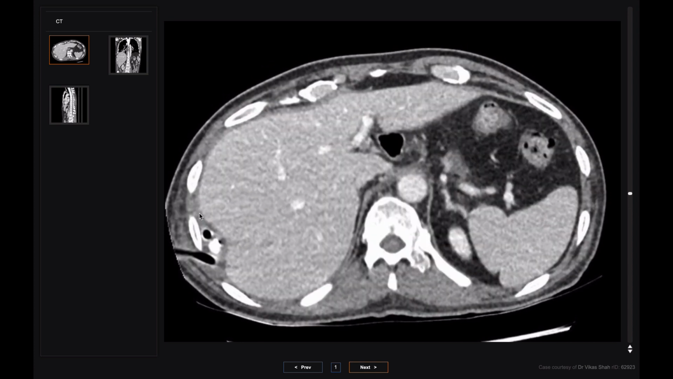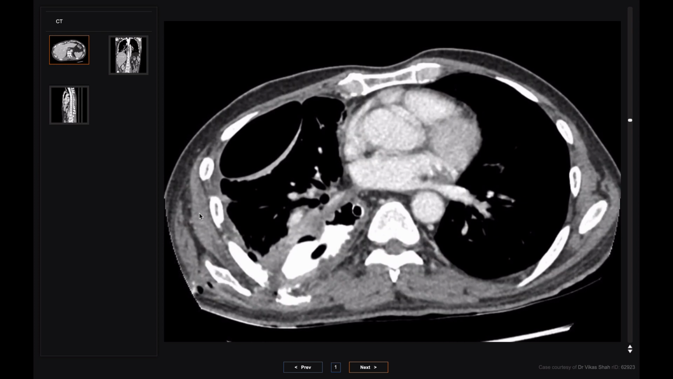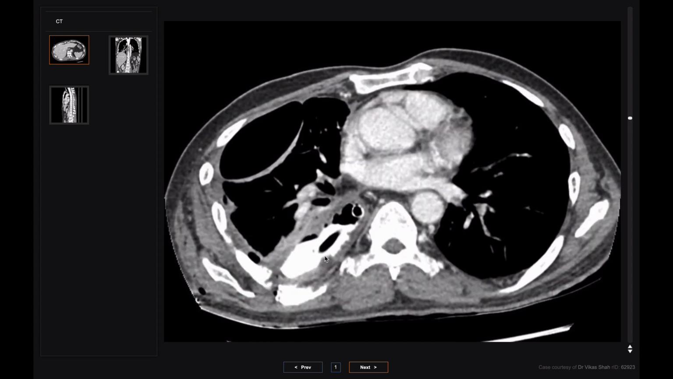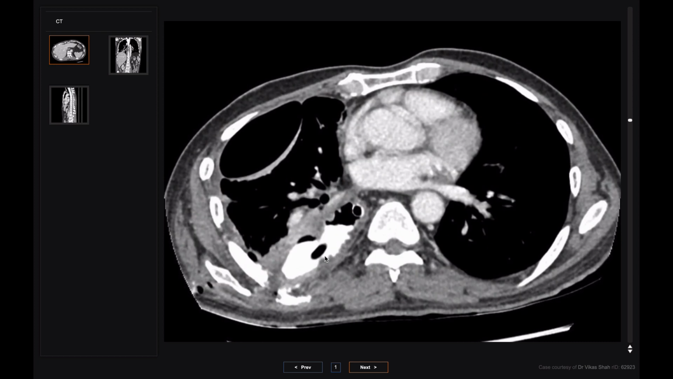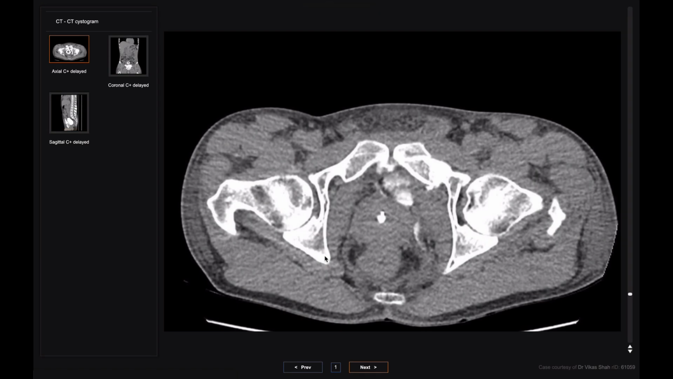All this way. So giving the contrast enables us to confirm that there is ongoing leak, and it allows us to quantify the size of the hole more accurately, and is very useful to be able to make that diagnosis more confidently. We can also put in contrast into the urinary bladder via a Foley catheter.